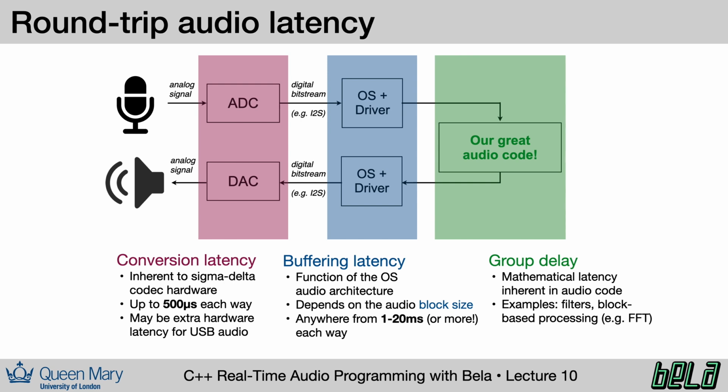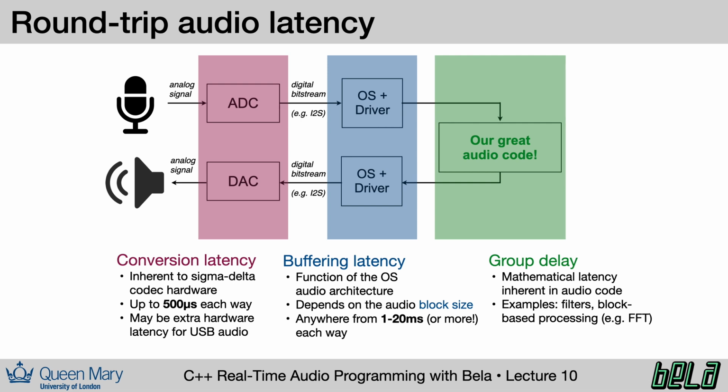Every filter, whether analog or digital, generates what's called group delay, which we'll talk about in a moment. This is a mathematical property of the filter that has nothing to do with how fast or how slow our processor is. There are also certain classes of audio processing that are particularly notorious in terms of adding latency. One of these is block-based audio processing, for example based on fast Fourier transforms. We'll talk more about how to create systems like this in a later lecture.